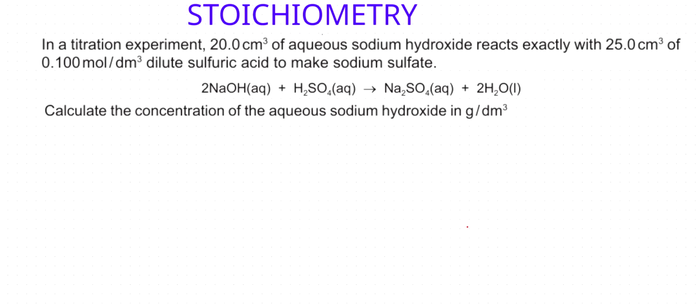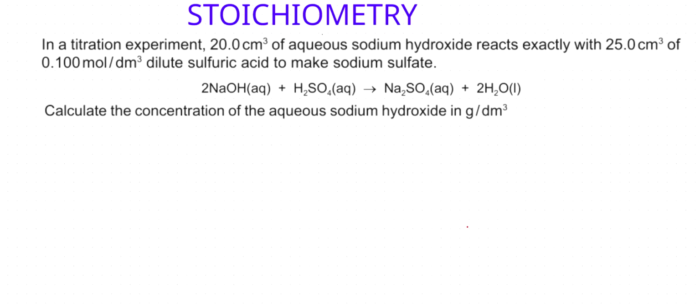In today's video, I'll be looking at some examples on stoichiometry. And the first example goes thus. In a titration experiment, 20 cm³ of aqueous sodium hydroxide reacts exactly with 25 cm³ of 0.1 mol/dm³ dilute sulfuric acid to make sodium sulfate. The equation is shown here on the screen. The question goes thus: calculate the concentration of aqueous sodium hydroxide in g/dm³.